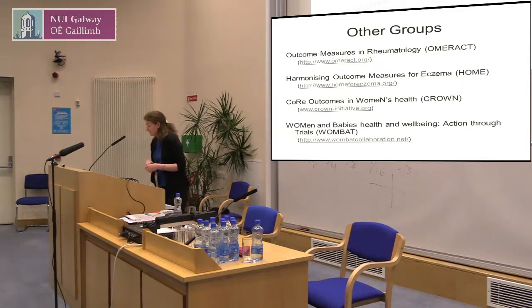Other groups that are involved in developing core outcome sets, we have the OMERACT group, the HOME, which is Harmonising Outcomes in Eczema, and the Core Outcomes in Women's Health. And this one I'd be a little bit more familiar with, the Core Outcomes in Women's Health, in addition to COMET. And they have actually got commitment from 72 journal editors, would I be right in saying?